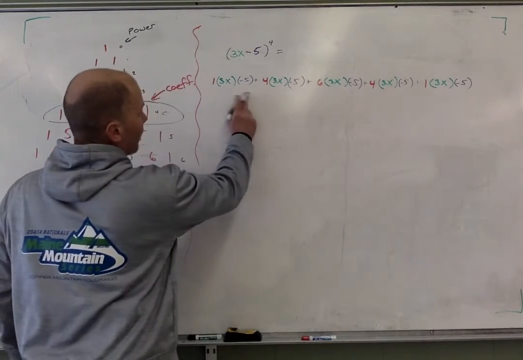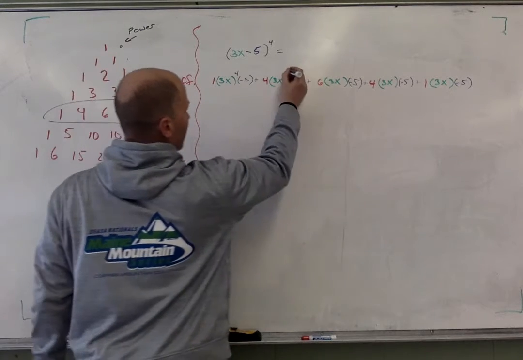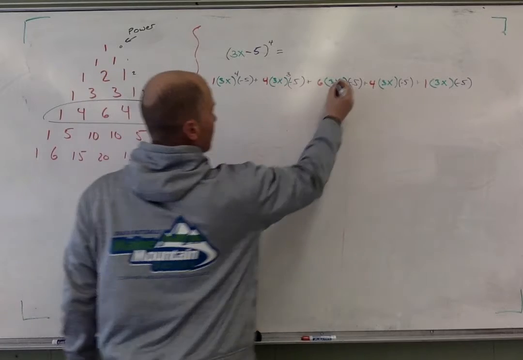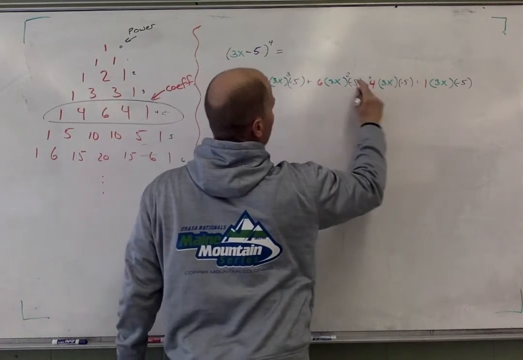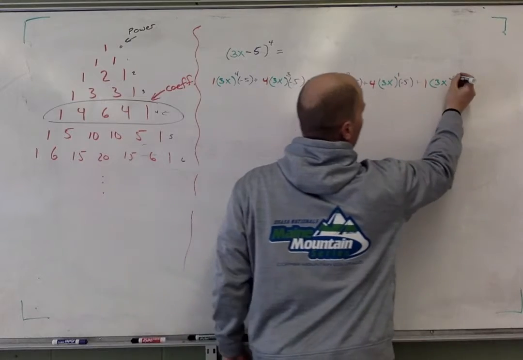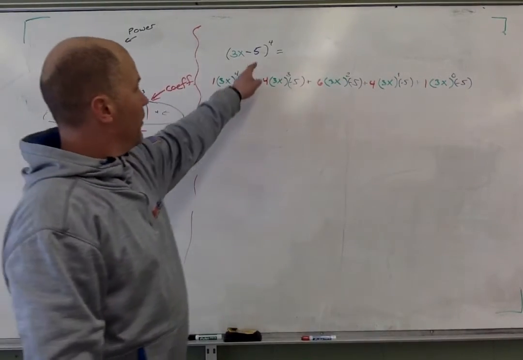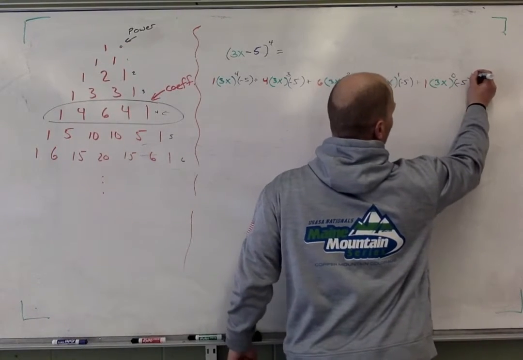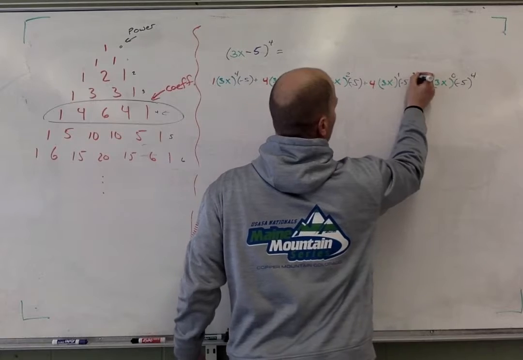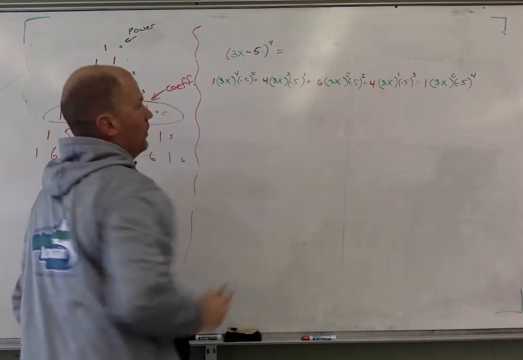So I start with all my green terms. I'm going to label the first one to the 4th. The second one's going to be cubed, squared, to the first, and then 0. And then I need to label the negative 5 in the same way, but in reverse order. I'm going to do 0, 1, 2, 3, 4.